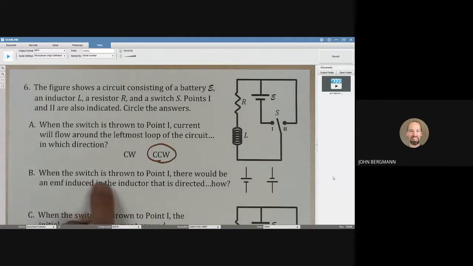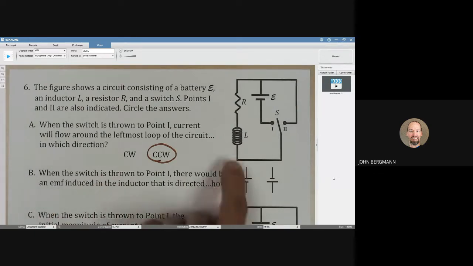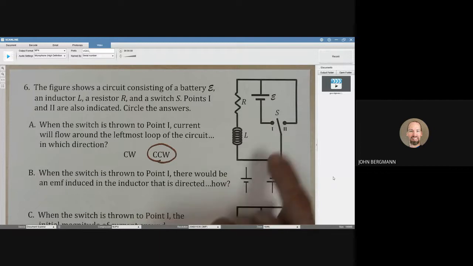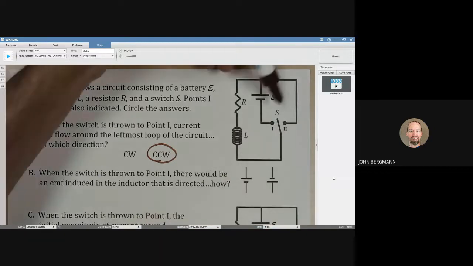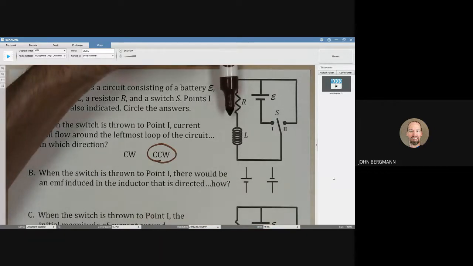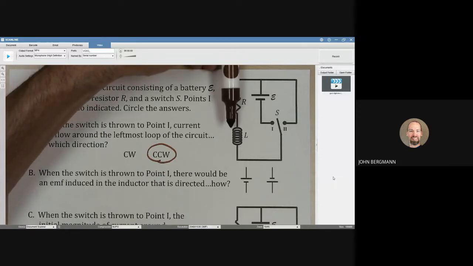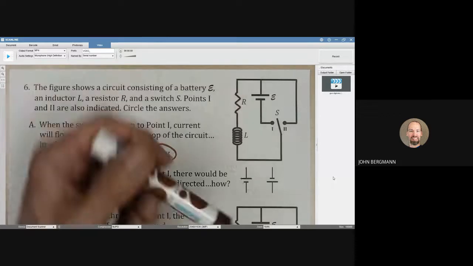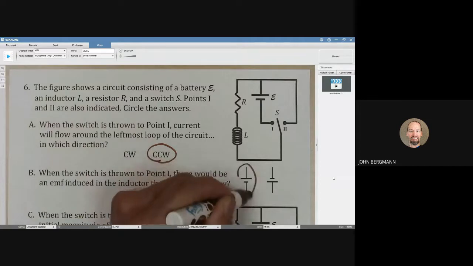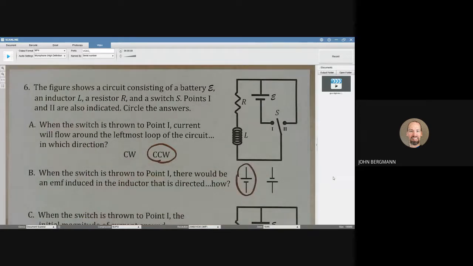And when that switch is thrown, there would be an EMF induced in the inductor that is directed which way? Now remember, inductors want to oppose any change in current. And at first, before we flip the switch, there was no current. Well, as soon as we do, now there's going to be a current, you see my marker, coming down this way through the inductor. Inductors, remember, don't want change. So they're going to try and fight that change by having their EMF directed that way.